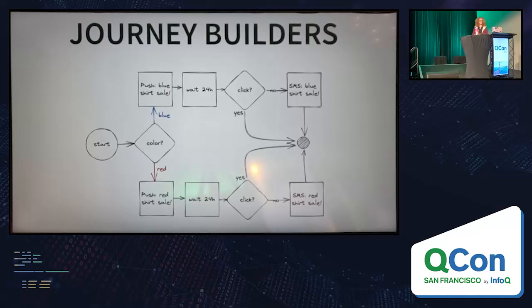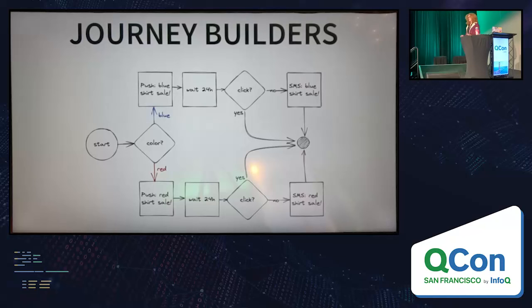So after we do that 24-hour wait, we are going to have another decision node. We're going to say, did that particular user click on that particular push notification we sent them? If they did, we will say, mission accomplished, good job, journey, you did the engagement. And if they didn't, we'll send them an SMS that has more or less the same message.